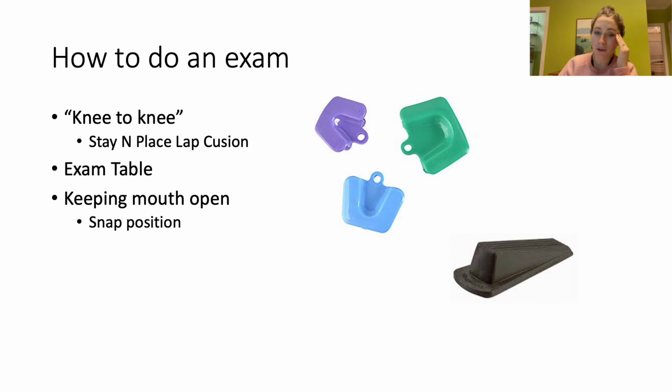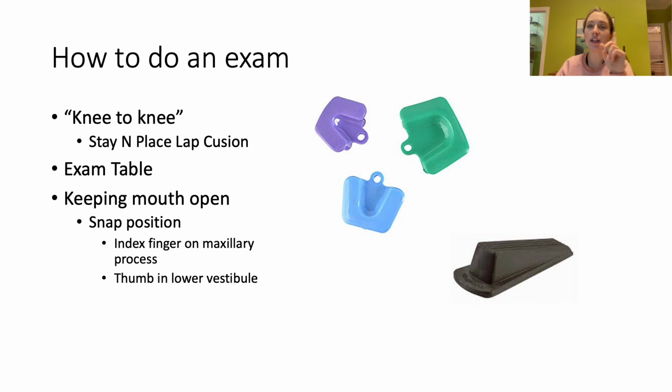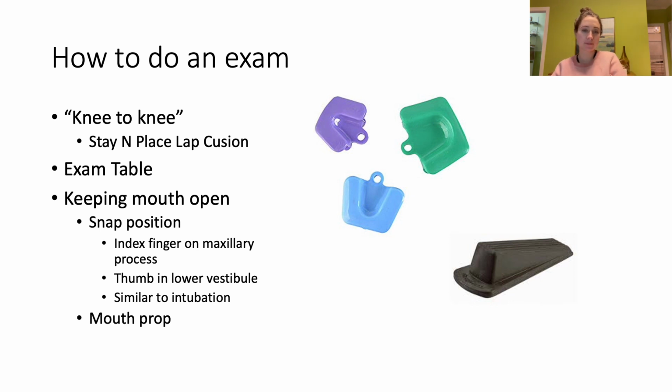To help keep their mouth open, you can use the snap position. So this is where you take your index finger and you put it up inside the mouth in the maxillary process, and then you put the thumb in the lower vestibule, so in here, and you push down. It's very similar to when you intubate someone, that same motion that you use. What you find is that when you press down in the lower vestibule, so not extraorally, but in here, it's uncomfortable and most people will open in response to that pressure.